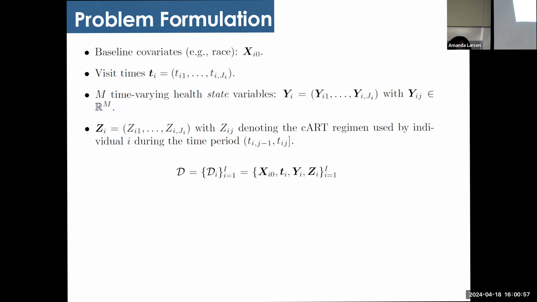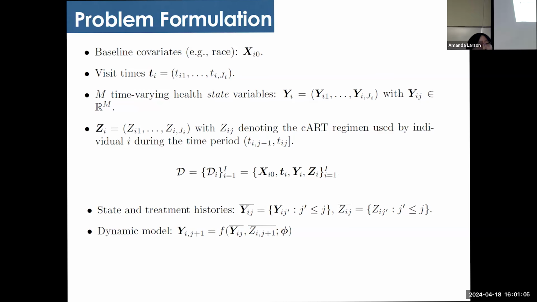We use D to denote all the data, with capital I patients. Because in this sequential decision-making problem the state and the action depend on all the history, we use Ȳ_ij to denote all the health outcomes before visit j, and Z̄_ij to denote all the treatment history before visit j. We also assume the health outcomes evolve over time following a dynamic model with some parameter phi.